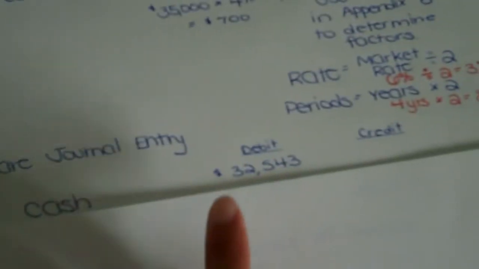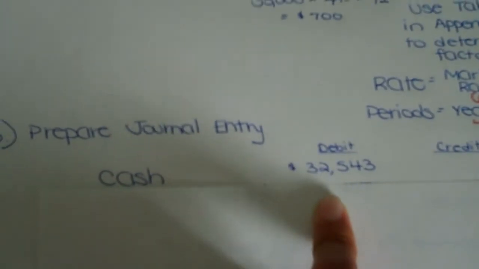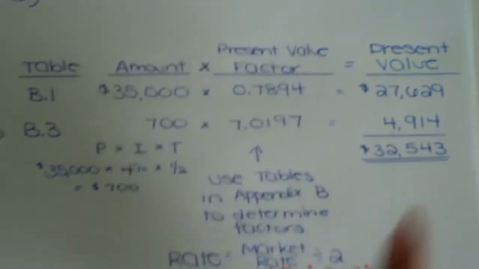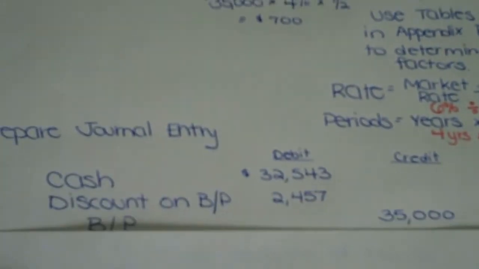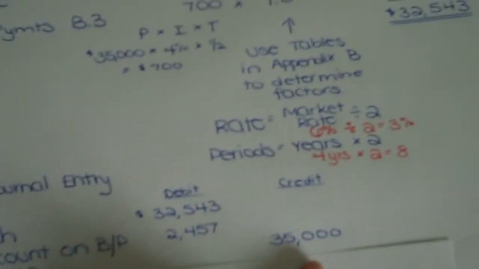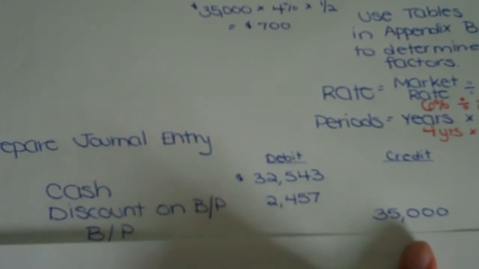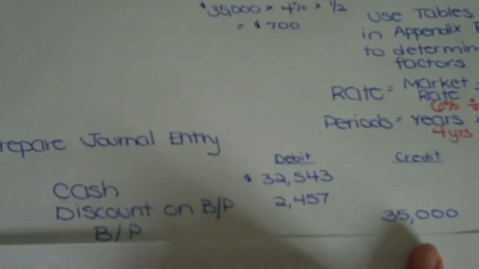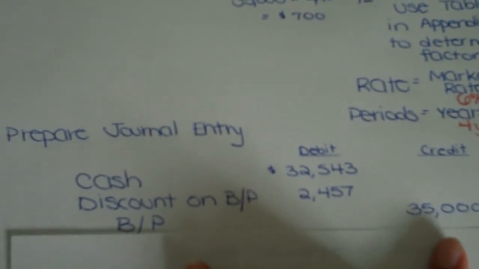In Part B, you're asked to record the journal entry for the issuance. We know that we received cash on date of the issuance, and it's equal to the amount that we solved for, $32,543, which we previously solved for. We also know that we've made a promise to pay the investor $35,000 or the par value at the end of the 4-year life. So that is our obligation and therefore credited as that liability amount.